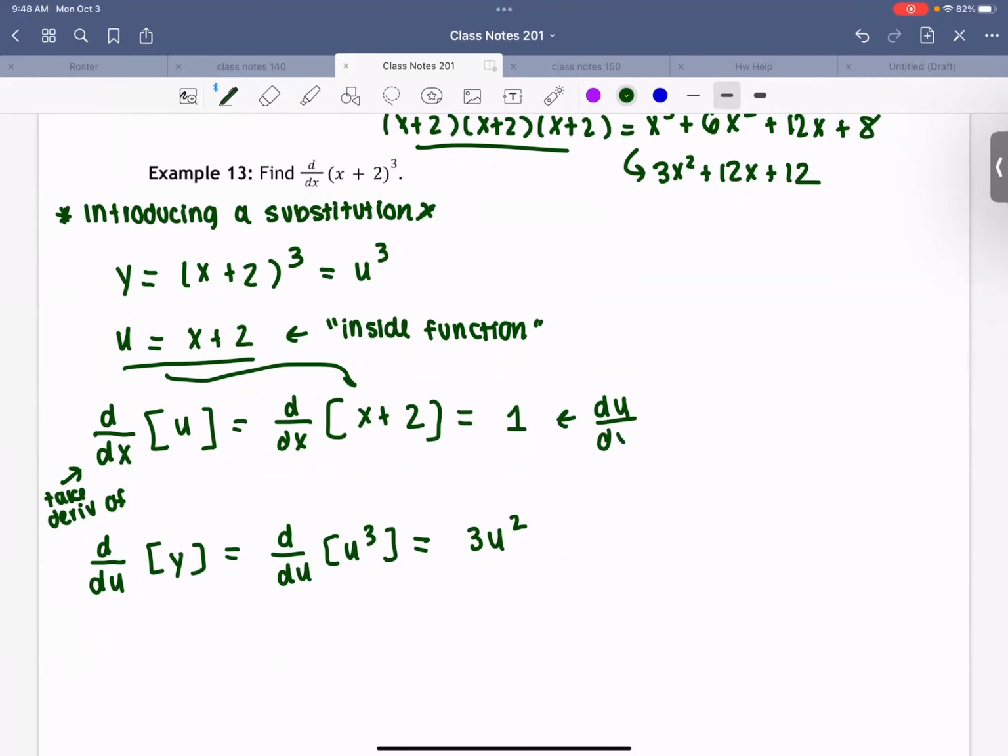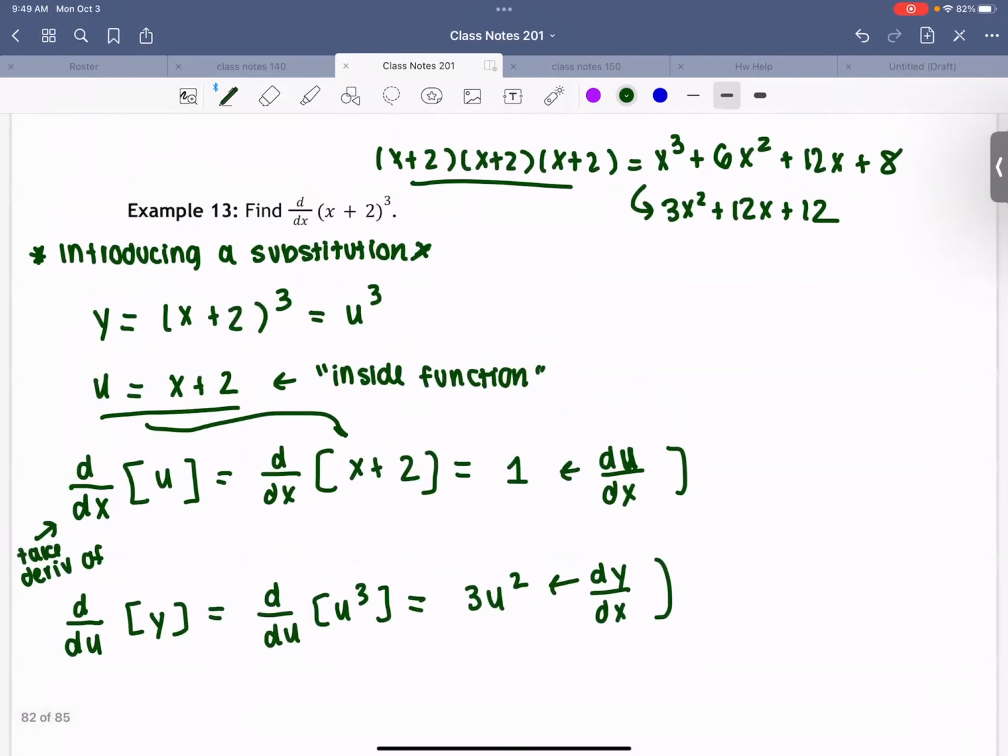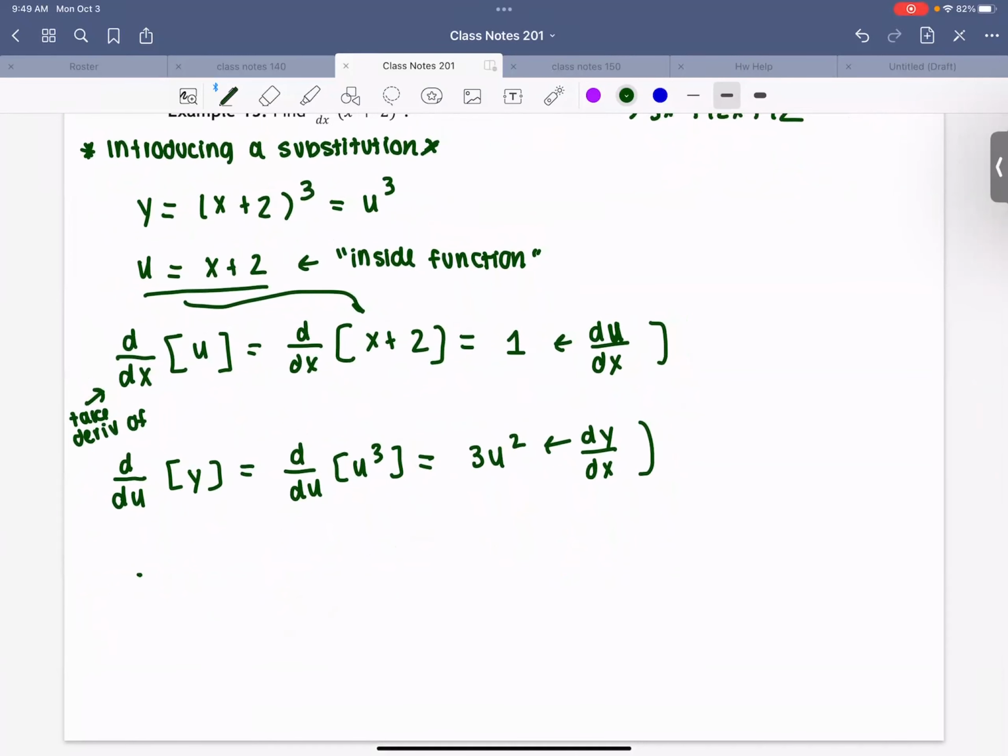So what I've done here is I found the derivative of u, which in other words is du over dx, and this is dy over du. Now I love this notation. This is called Leibniz notation. The reason this notation is very helpful is that if I write dy over dx, which is what I'm trying to find, I can write this as dy over du times du over dx. Aren't these two the same? Why are they the same?